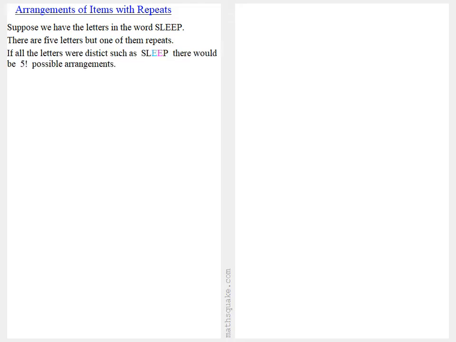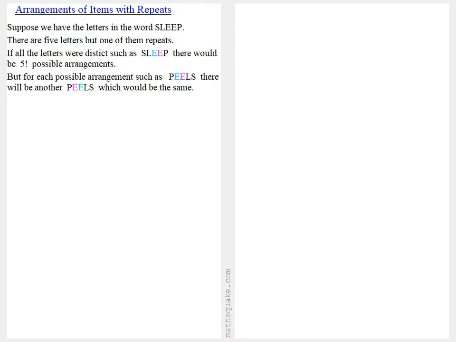Now sometimes we want to arrange a list of items, but there may be repeats. There may be several items that are identical to each other. For example, suppose we have the letters in the word sleep. There are 5 letters, but one of them repeats. If all the letters were distinct, such as sleep, where we've coloured 2 of the letters, there would be 5 factorial possible arrangements.